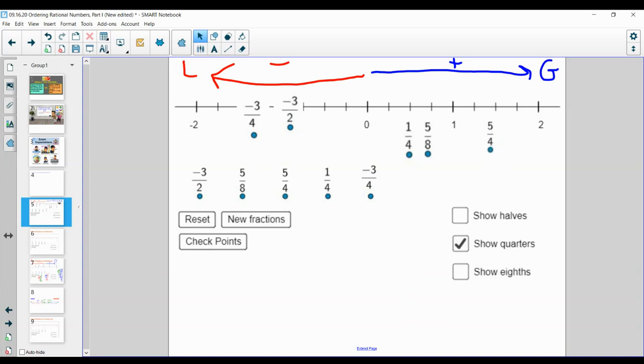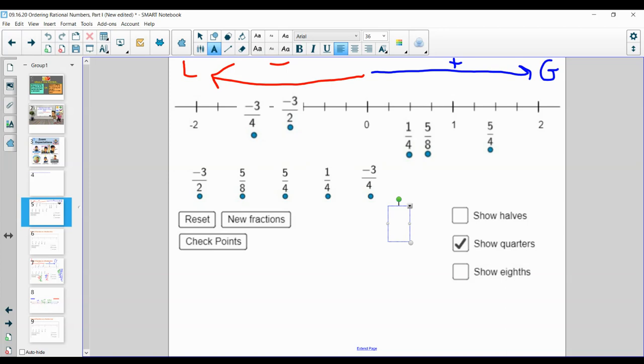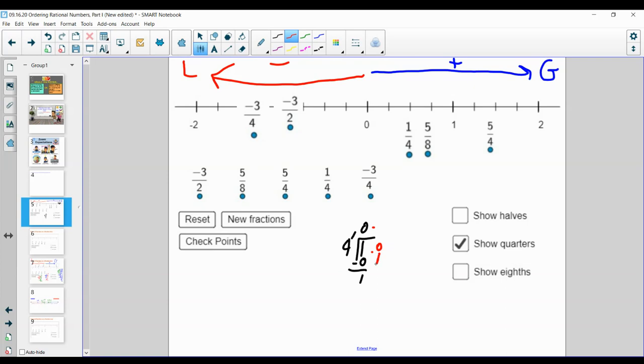So 1/4. How do you say 1/4 as a division problem? You used to remember it's 1 divided by 4. And what is 1 divided by 4? Can 4 go in 1? 0 times. How do you get rid of that remainder? You annex a 0.